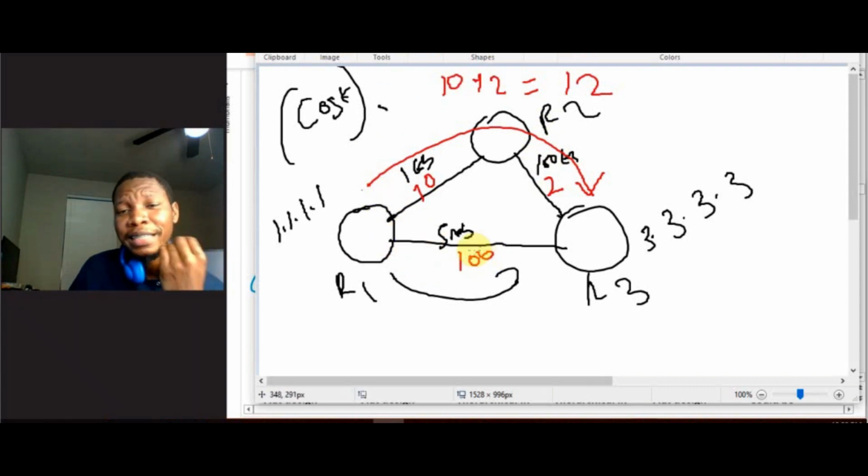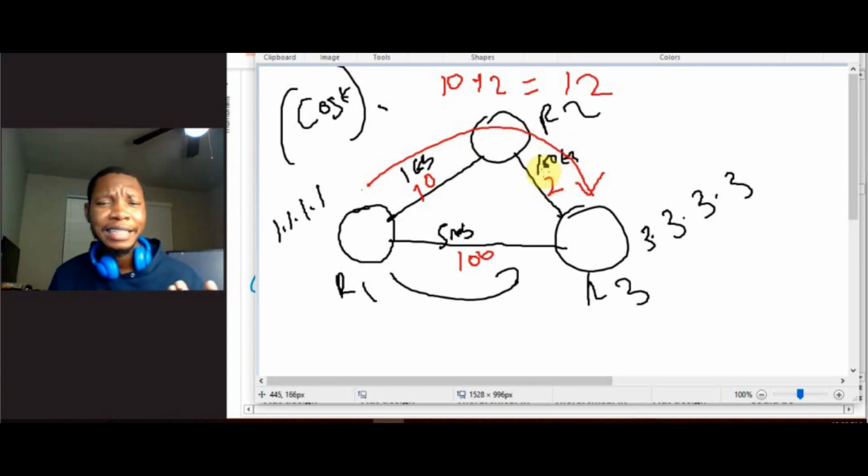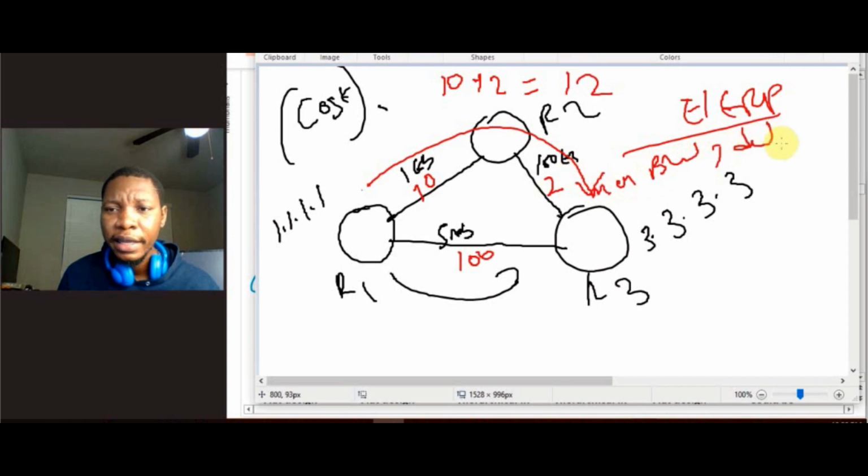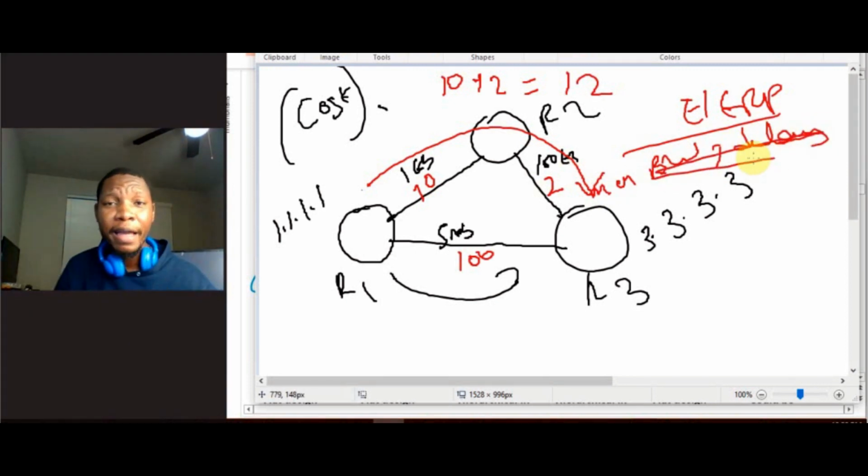So OSPF sees that the path with the greater bandwidth, even though it's 2 hops, has a better cost. And it takes that path. And that's how efficient ISIS and OSPF are. It considers bandwidth too. EIGRP also has a bandwidth consideration. You can set for EIGRP, by default, the minimum bandwidth and the delay. It takes that into consideration, and it takes the right path also.